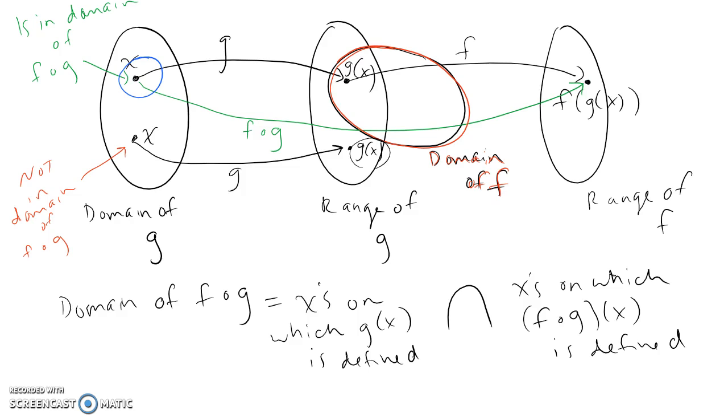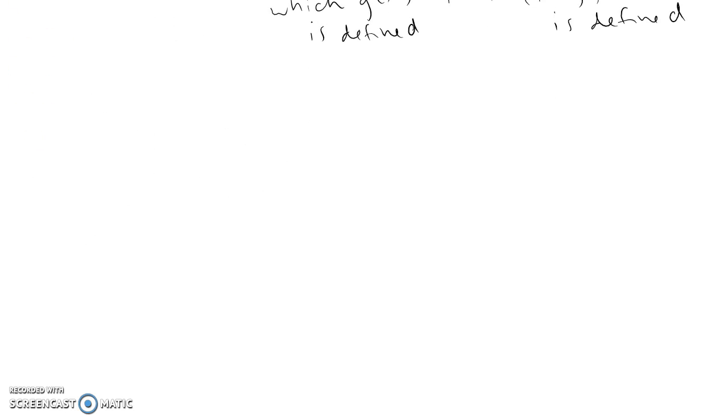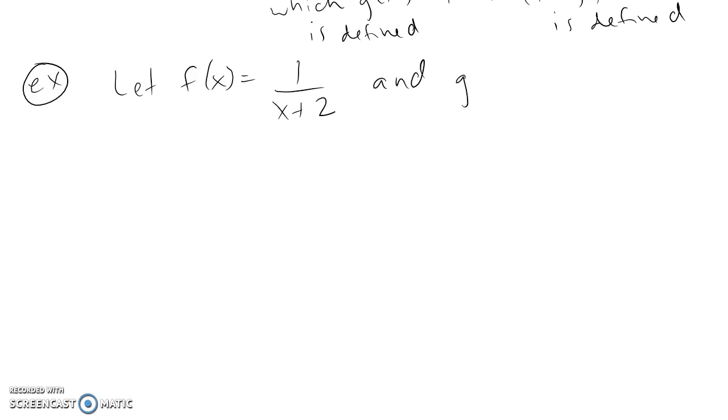So notice we have g that takes this x to g, and we have f of g that takes this x to f of g. Okay, so that's in the domain. All right, let's look at an example of composing two functions and talk about how to find its domain. We're going to let f of x equal 1 over x plus 2 and g of x equal 4 over x minus 1.